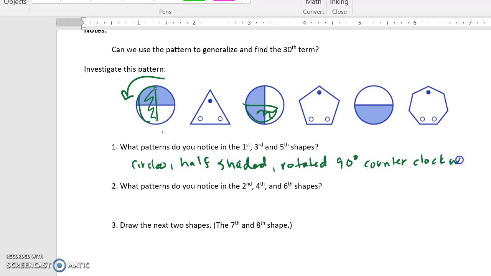And I got pretty specific there. That's a lot of very specific things. So, and those are on the odd, right? 1, 3, 5. On the even, 2, 4, and 6, what pattern do we notice?